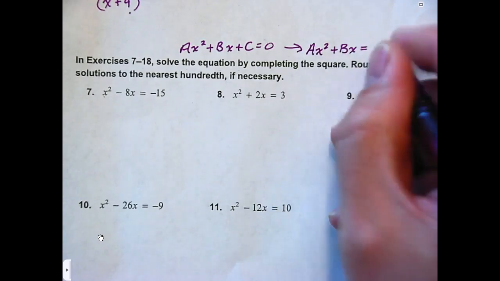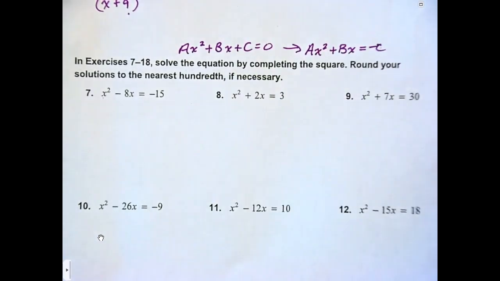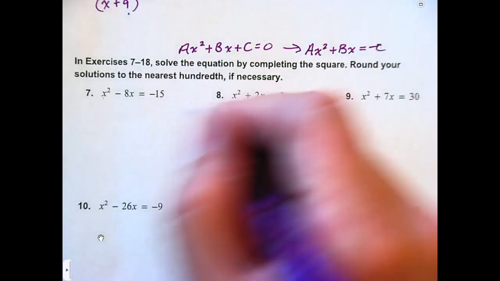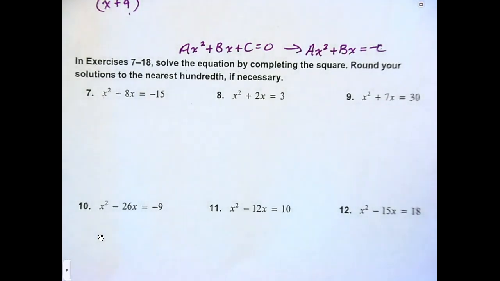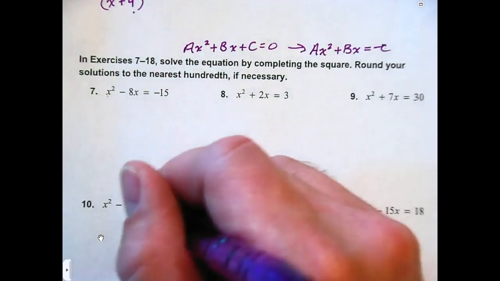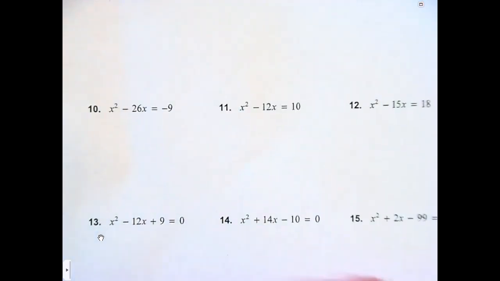So you'd want it like that, where we're subtracting c over. Okay, you want the c on the other side, which on number 7 is already like that. Number 10 is already like that. Is number 13 like that? No. So right now I want you to take number 13 and write it in the correct format.